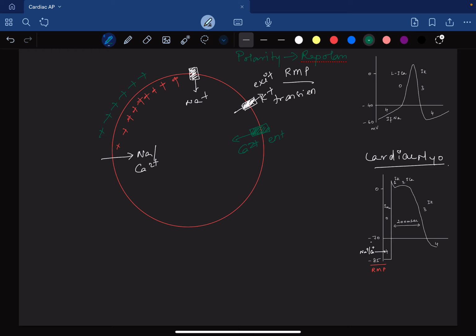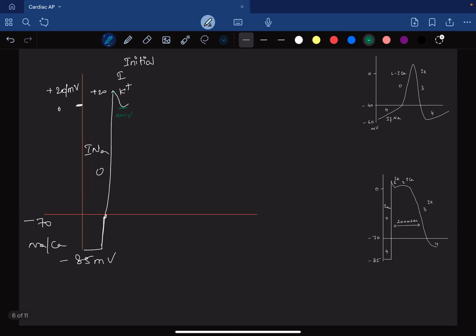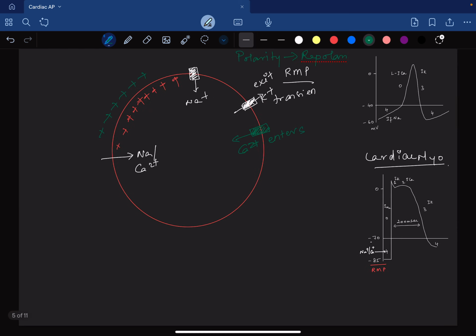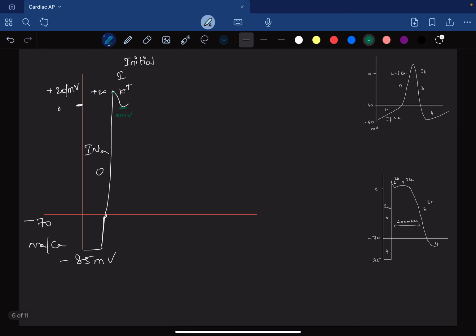Calcium enters. Okay, so what's happening? It's like a tug of war between potassium and calcium. Potassium is leaving out, calcium is coming in, so there's like sort of hover of potential at this point. So the potential stays around 0 millivolts at this point. Okay, it stays around 0. This is called a phase 2, or called the plateau phase, because you see the potential is like plateauing. So it's called a plateau phase.